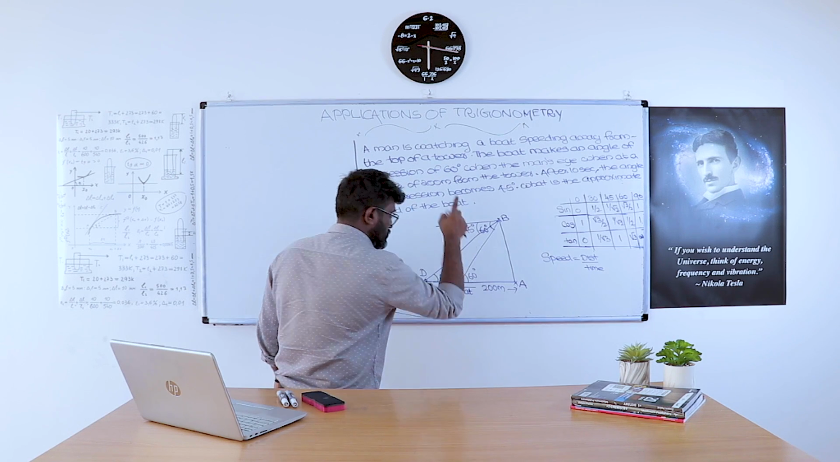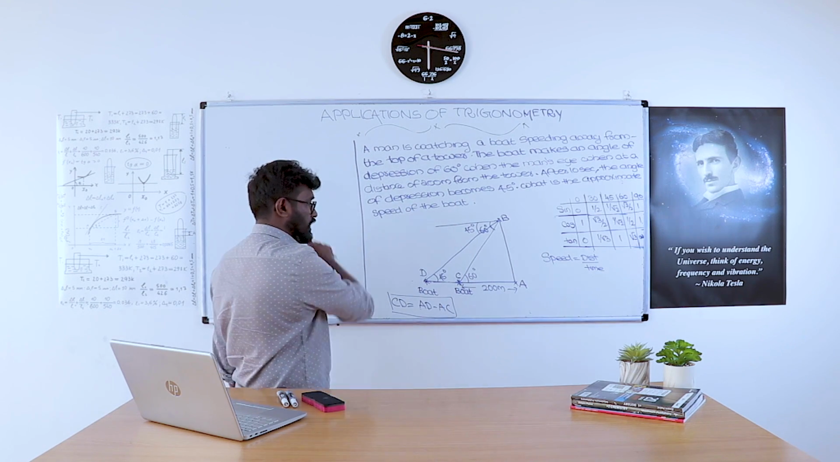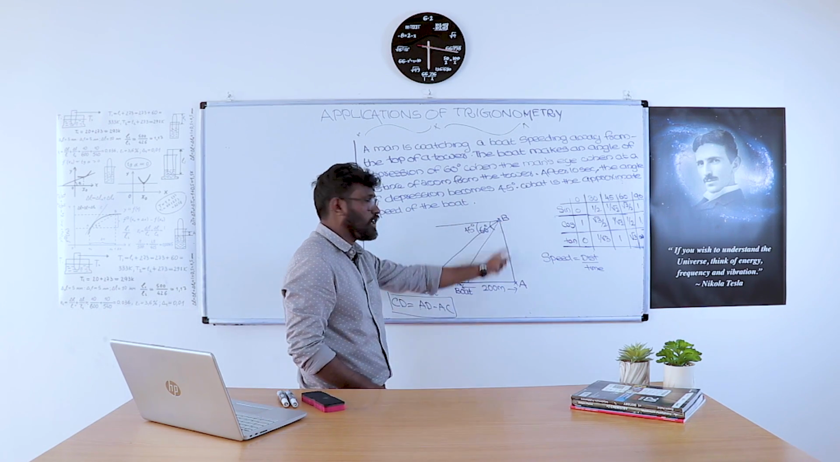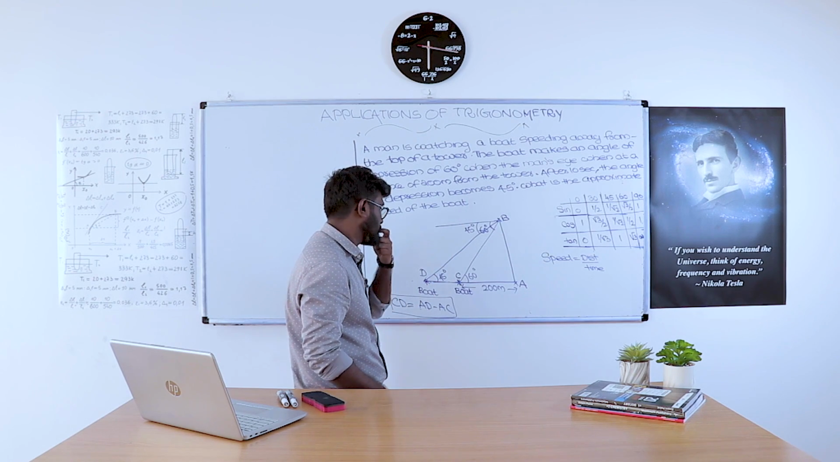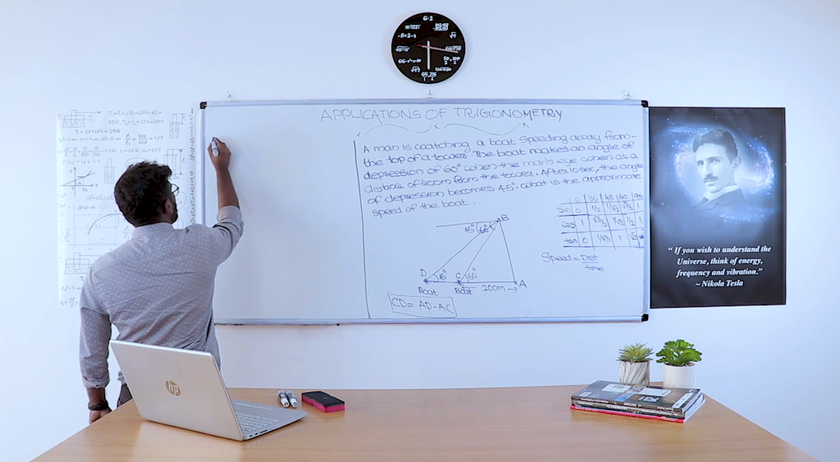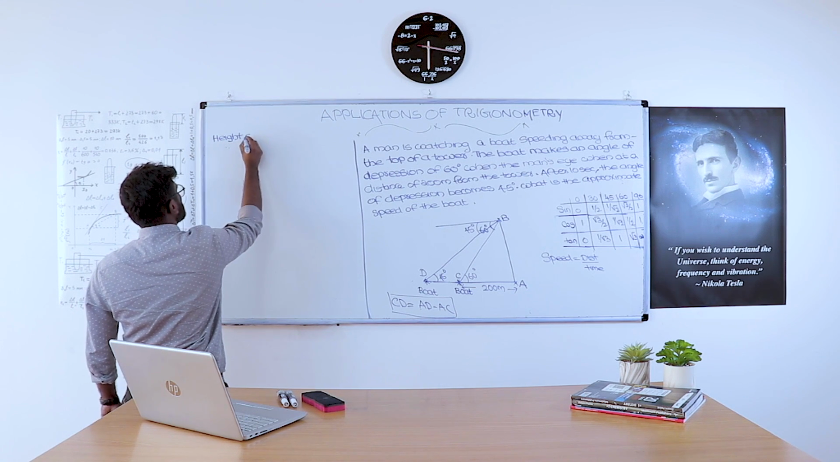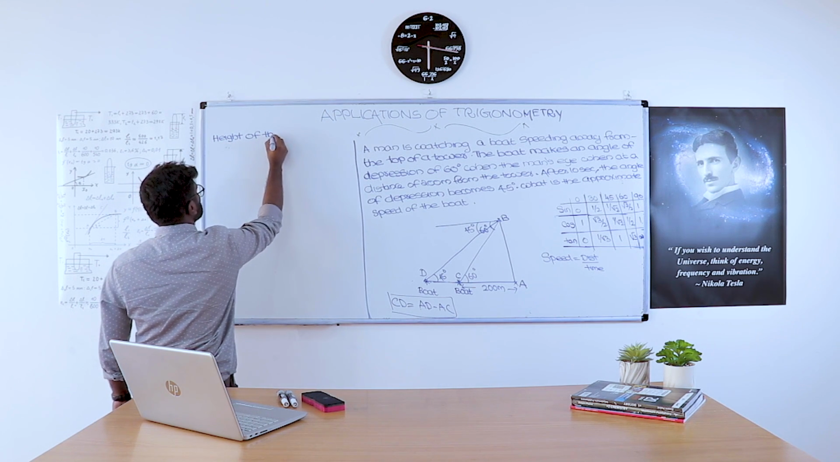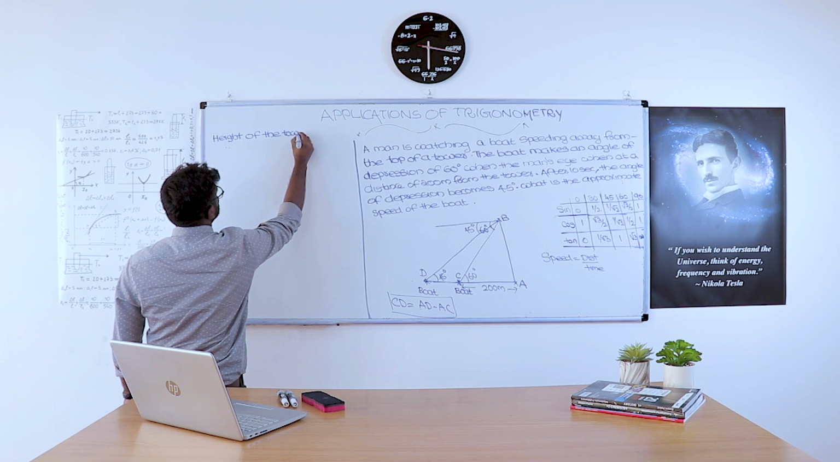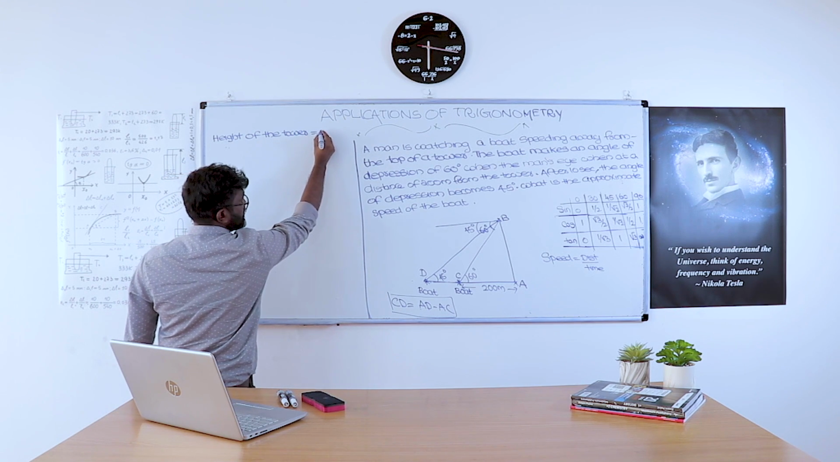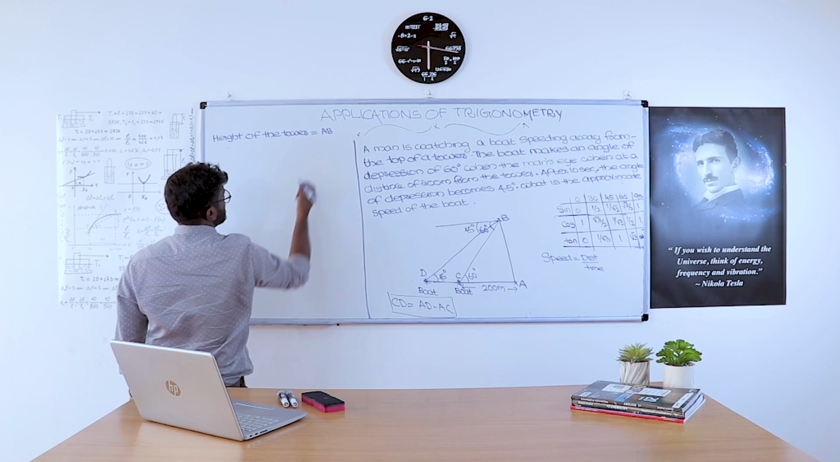AC we already know, 200 meter. We want to find out AD. If you want to find out AD, you have to first find the height of the tower. Then only you will find the other distance. Height of the tower equal AB.